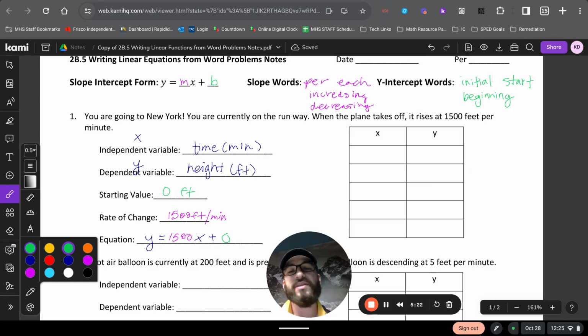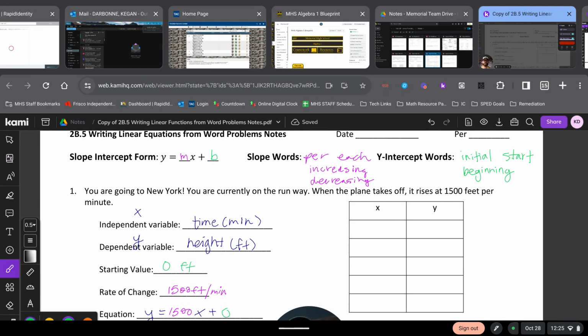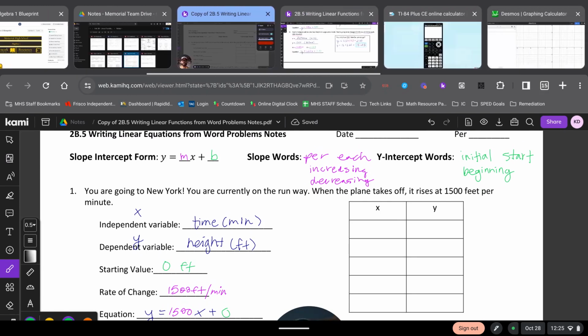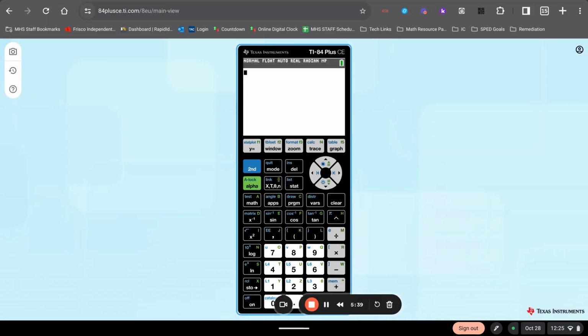So let's make a table for this one, which you could probably plug in for 1 minute, for 2 minutes, for 3 minutes, for 4 minutes. You could use our equation to calculate those y values, but we can also use our calculator to make a table. So let's go to our TI-84 real quick. And if I wanted to use this calculator, I can go to my y equals. I can enter in my equation, so 1500.